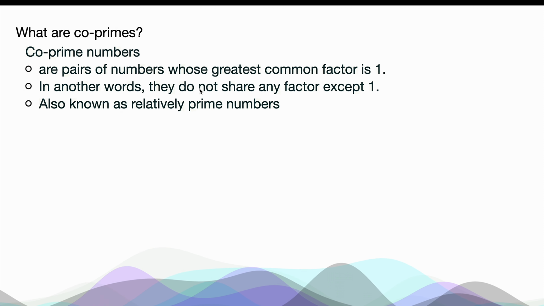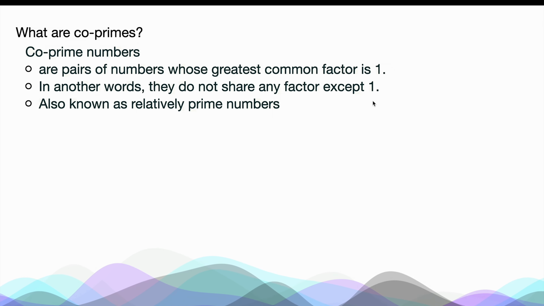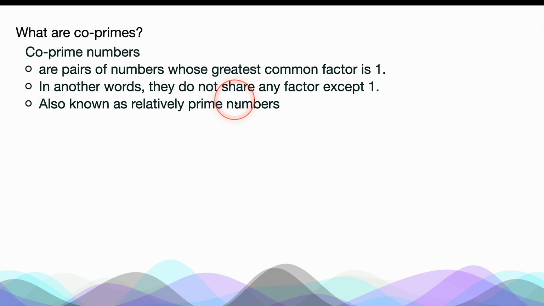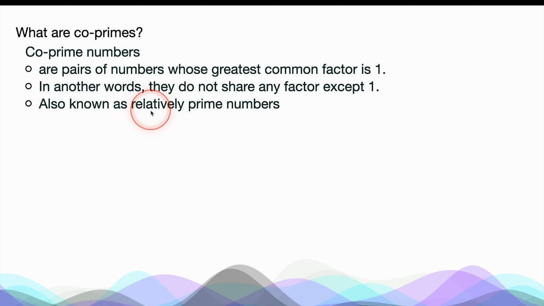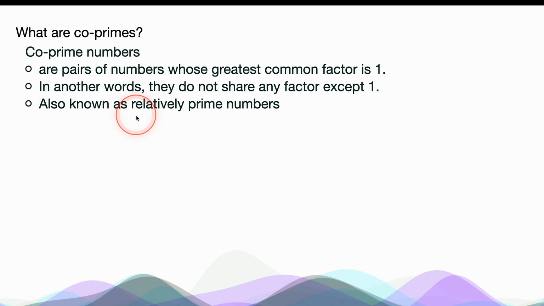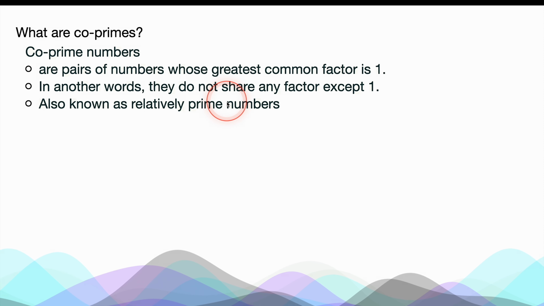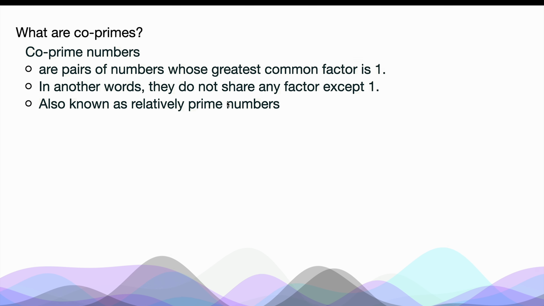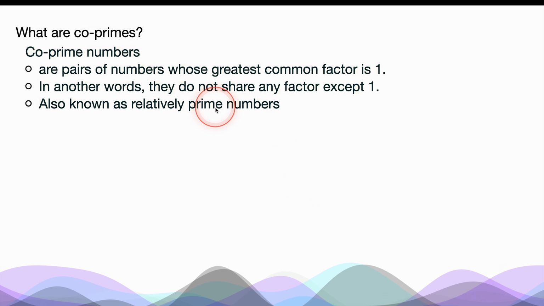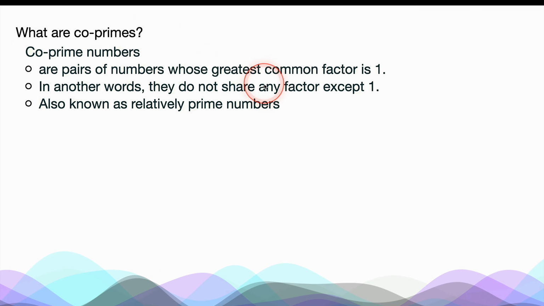Okay, in other words, they do not share any factor except 1. So there is no common factor other than 1 between these two numbers, and they are also called relative prime numbers. Please make a note of this, because in some questions the sentence goes like "consider relative prime numbers." In such scenarios you have to understand that it is referring to coprimes and not to prime numbers.